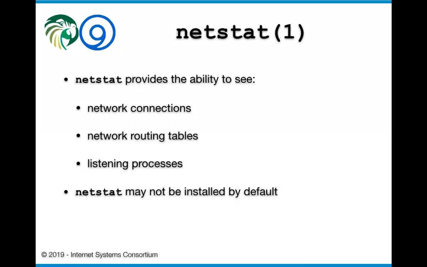So netstat provides me the ability to see the network connections that are currently active on the system. Is there a TCP connection to my named process? Is it open as a UDP listener? Netstat also allows me to see the routing tables, and again, the listening processes. Netstat may not be installed by default. It may be part of net-tools, I believe, is the package that I found it in.